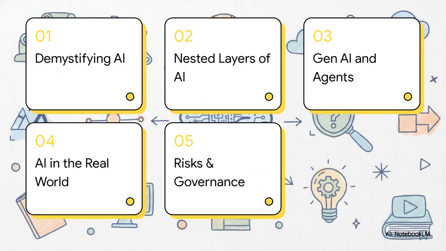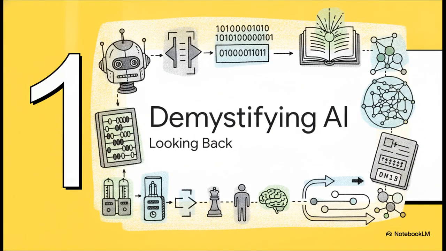Here is our roadmap for today. We'll start by demystifying AI, then look at its nested layers. After that, we'll cover generative AI and agents, explore some real-world applications, and then finish up with risks, ethics, and governance. Chapter 1. Demystifying Artificial Intelligence.